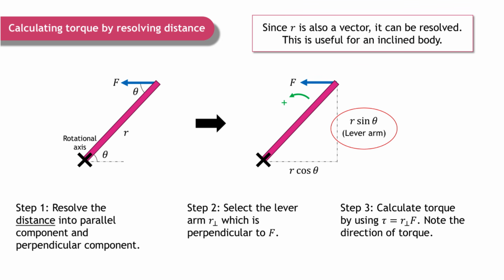Instead of resolving the force, we can also resolve the distance from the axis of rotation. The perpendicular distance from the axis to the line of action of the force is called the lever arm. Using the lever arm, torque is simply tau equals lever arm multiplied by the force. Both methods give the same answer, so use whichever is more convenient.